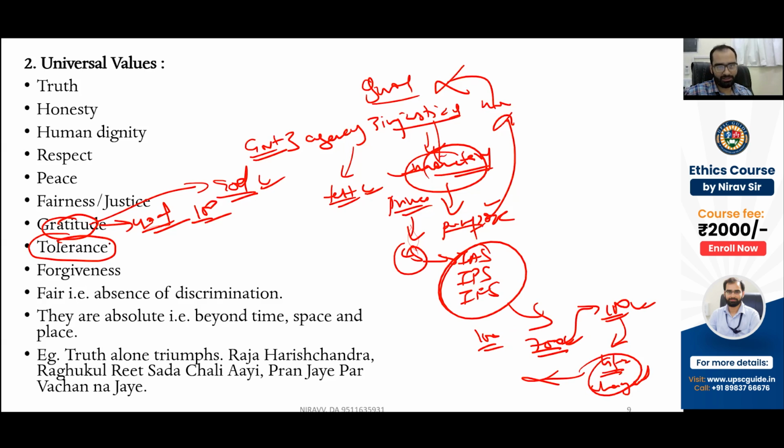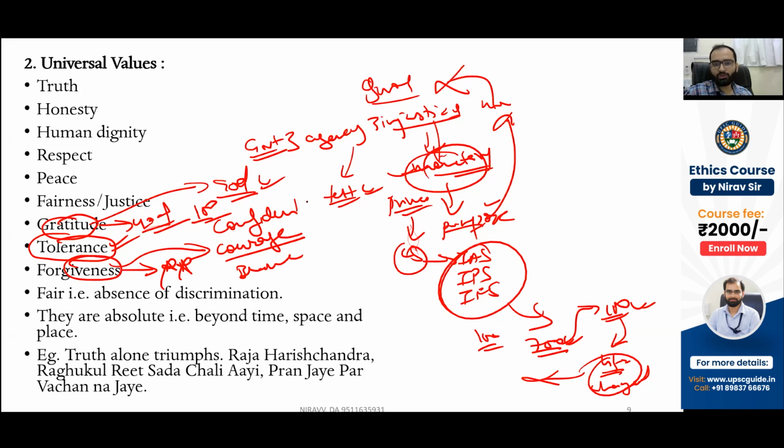Then you have got tolerance. You have also got forgiveness. Again, a very important thing. We are going to discuss who can forgive. Forgive कौन कर सकता है? जिसके पास courage है. Forgive कौन कर सकता है? जो brave है. Strong one can forgive. जिसके पास confidence है.